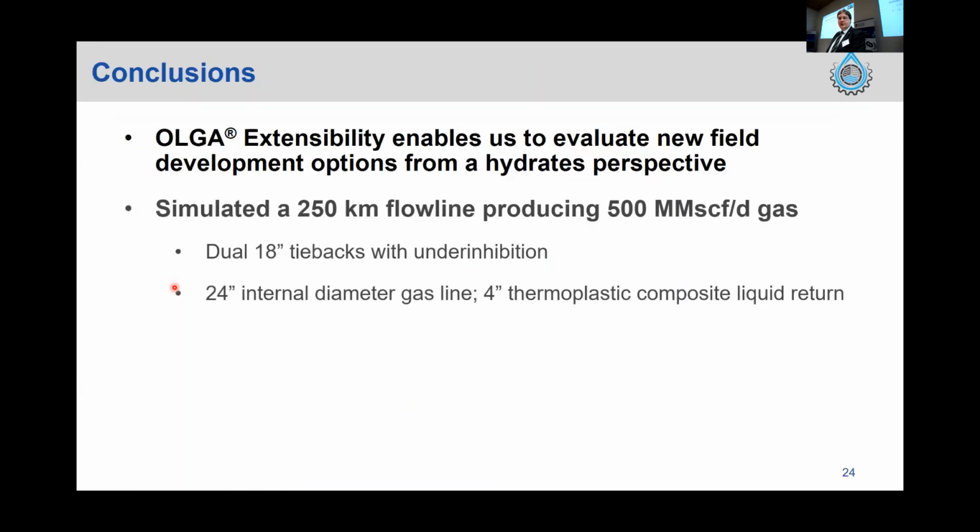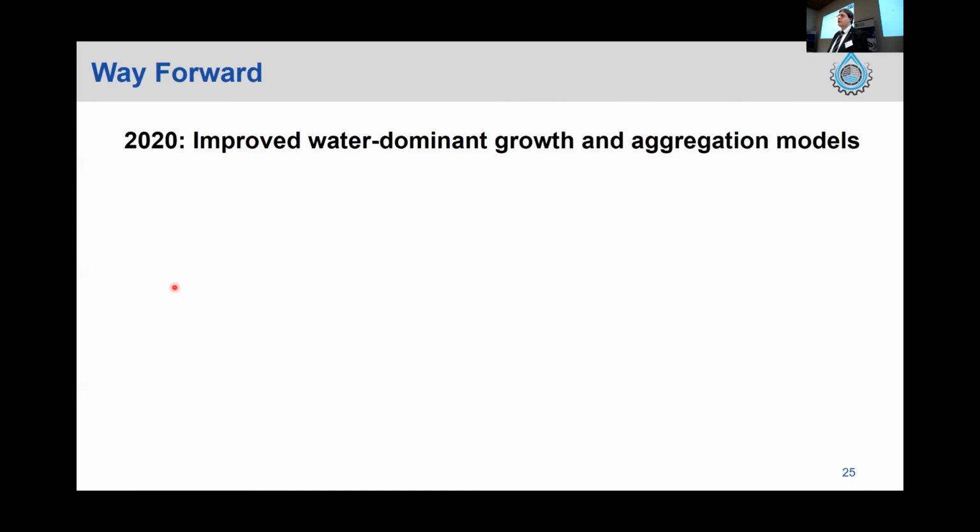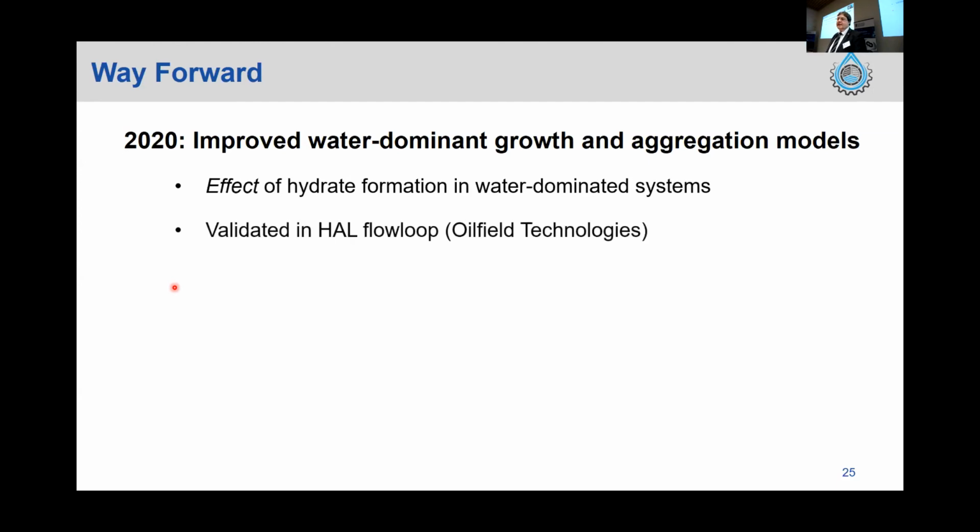So I have shown you the conclusions before. I just have one more slide, which is the way forward. Where are we going with the extension from now? And essentially what we want to do is to look at improving our water dominant mechanics. So we're going to again look at the effect of what happens when we get hydrate formation in the water system. That's been validated experimentally through a collaboration with Oilfield Technologies and their HAL flow loop.